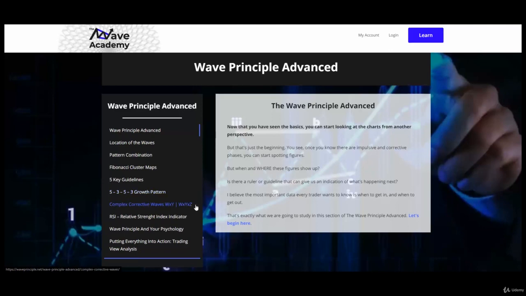We also covered the complex corrective waves such as WXY and the triple combo WXYXZ, and tried to make it simple. Don't try to make it sound very complicated like the name. It's just 2 corrective waves connected with an X, and that's it, like an X flat zigzag.